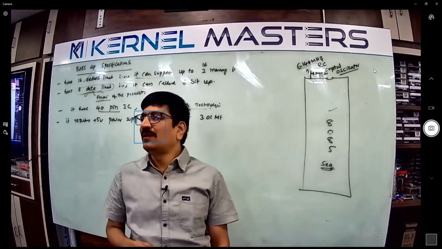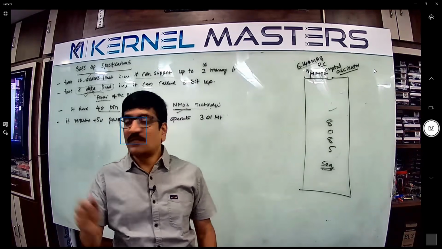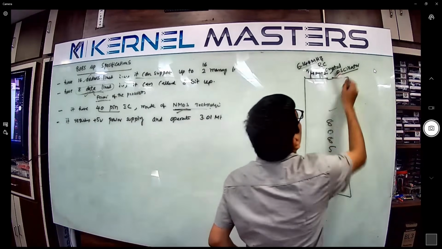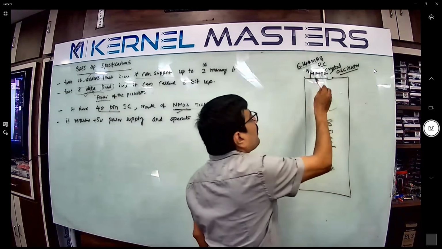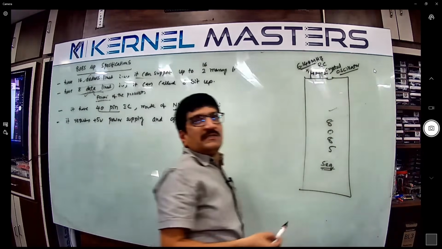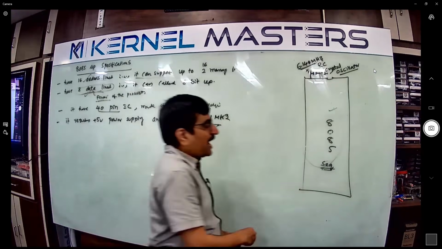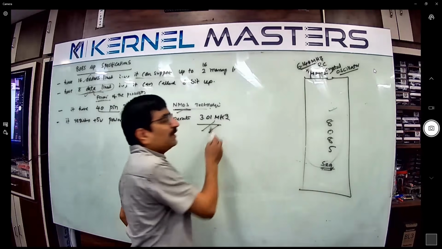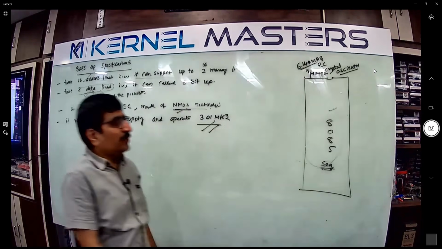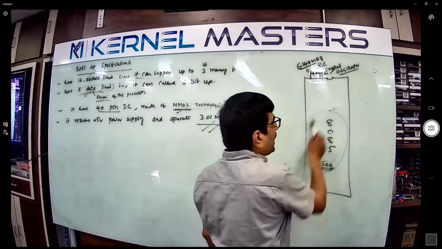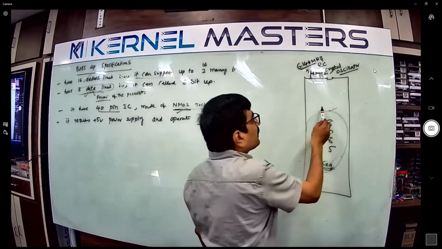The crystal is called what? The crystal size here is 6.14 megahertz. The processor's maximum supported frequency is 3.01 megahertz. So it can support 3.01 megahertz, but the crystal provides something different outside.